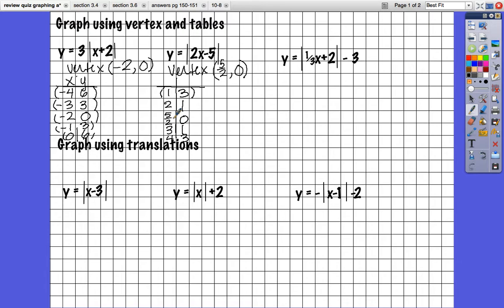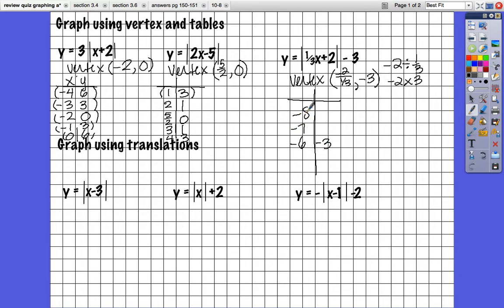and connect your dots. This one, for the vertex, you're going to use opposite of b, so negative 2 over m, which is 1/3, comma, and then your c is negative 3. You do need to simplify this in order to work with it. If you take negative 2 and divide it by 1/3, that's the same thing as taking it times 3 over 1, or the reciprocal. So your vertex on this particular problem is negative 6, negative 3.